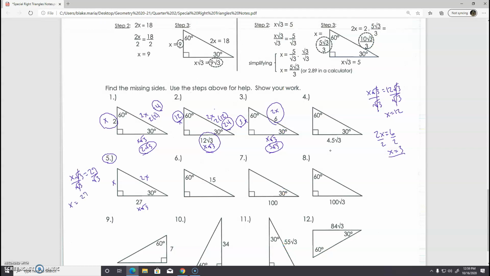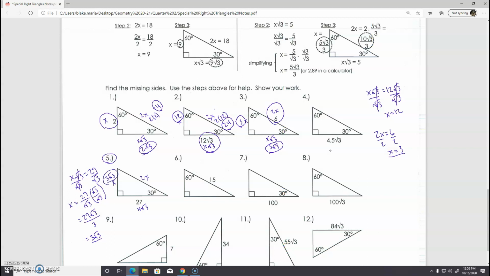So we have 27 over the square root of 3. And again, you can't have a square root in the denominator, so we're going to multiply top and bottom by the square root of 3. So up top we have 27 root 3. And in the denominator, root 3 times root 3 is the square root of 9. The square root of 9 is 3. We're going to simplify. 27 divided by 3 leaves me with 3 root 3. So that's my value for x, which means x is 3 root 3.